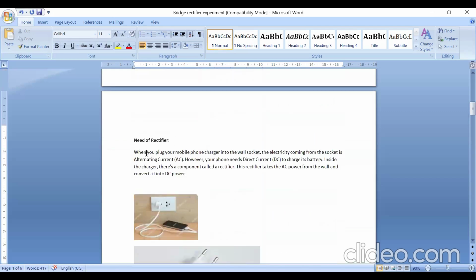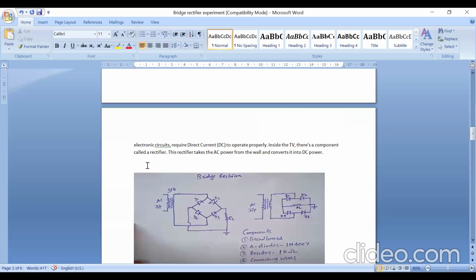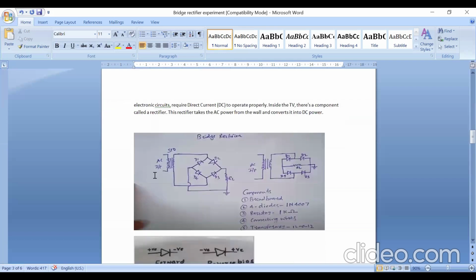This is the need of rectifiers. Two examples I have given. You can give many examples like washing machine, fridge. The many electronic circuits of the fridge require a DC supply for its operation. Your laptop, TV, almost all electronic devices require DC power supply for their operation. So to get DC power supply, we use rectifiers.